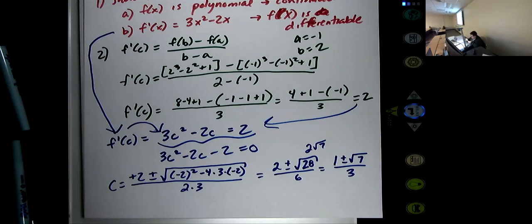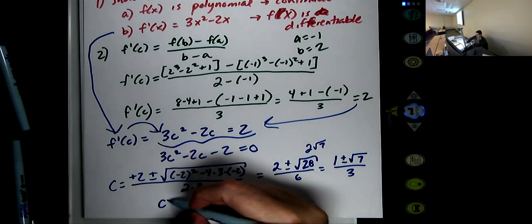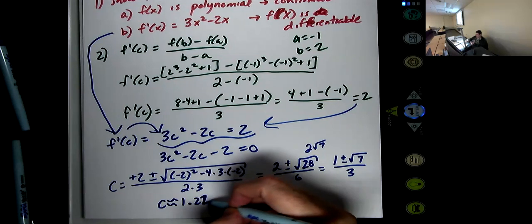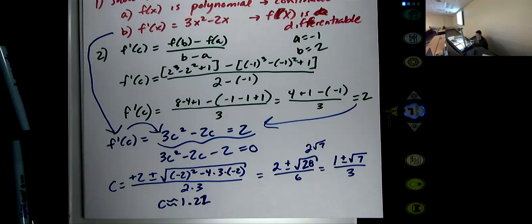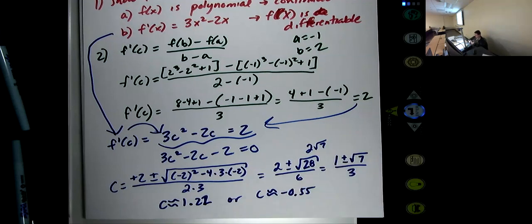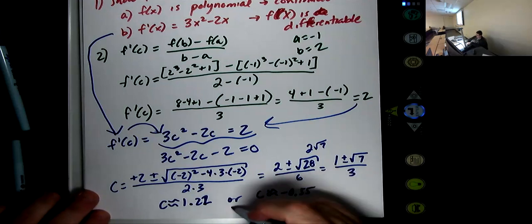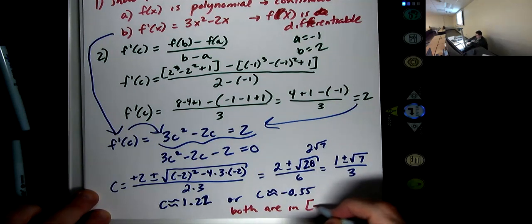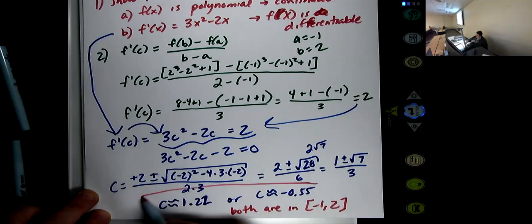This generates 2 c's. Which ones are in our region? Where's my trusty calculator? So 1 plus square root of 7 divided by 3. I'm getting c is approximately 1.21, 1.22 if I round correctly. 1 minus square root of 7, and then divide by 3, or c is approximately -0.55. Both of them are in -1 to 2. So both of those values will work.